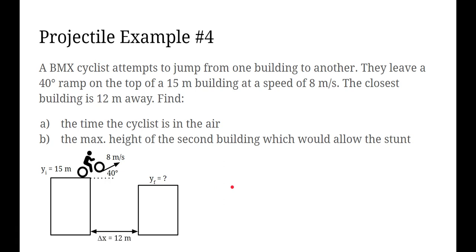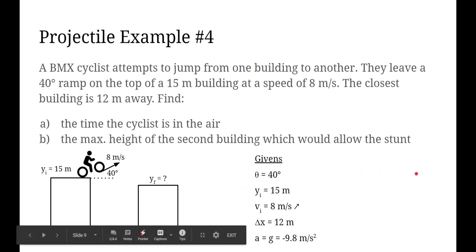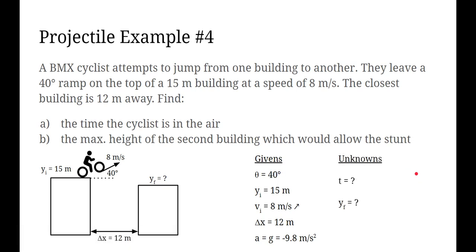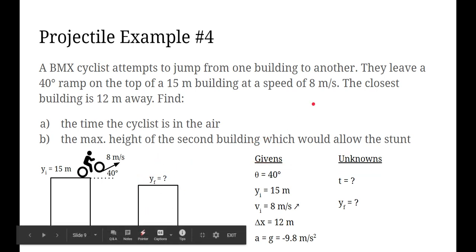And so here we have a diagram of the situation with the separation between buildings, the initial velocity, and the angle that the cyclist is traveling at when they leave. Here's a list of our givens and the two things that we don't know, which is the time that they're in the air and what that final height could be for them to safely execute the stunt.